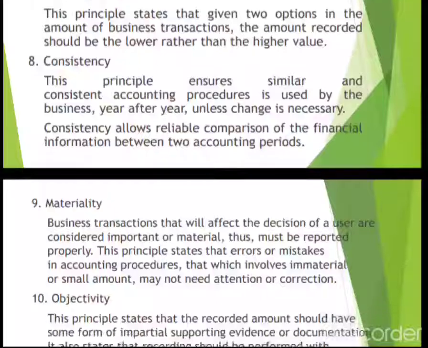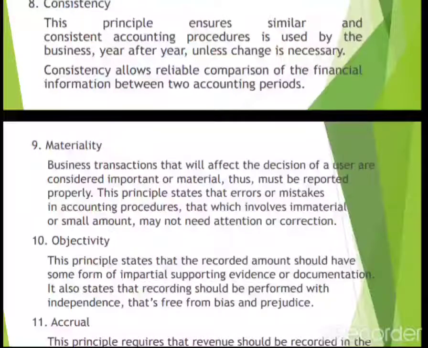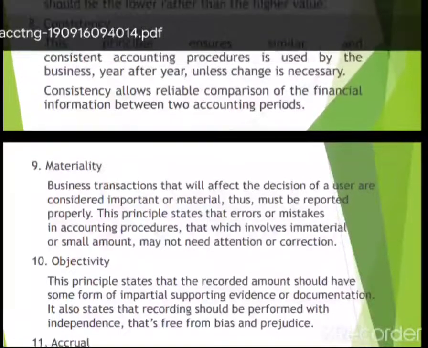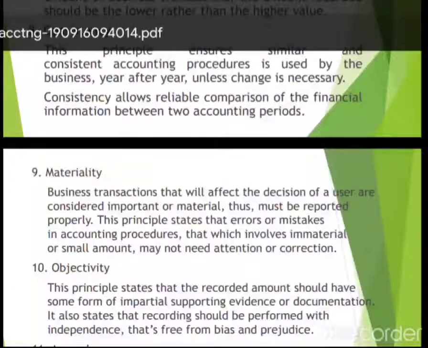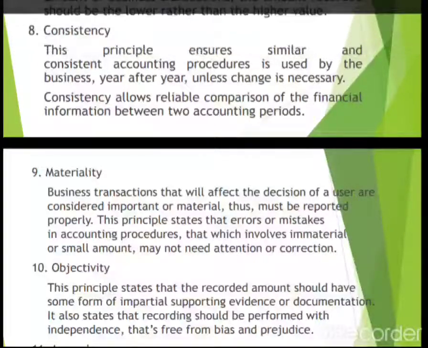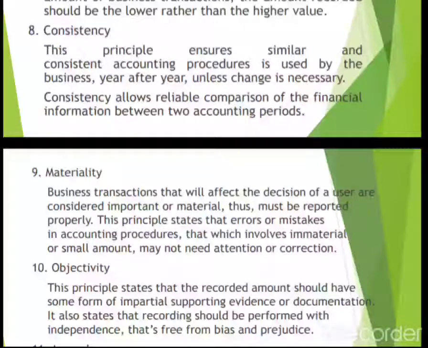Okay. And the final principle, the fourth principle, is objectivity. This principle states that the recorded amount should have some form of impartial supporting evidence or documentation. It also states that recording should be performed with independence, free from bias and prejudice. So when we are recording certain transactions, it should be free from bias and prejudice, and it should be independent. Recording should be done on a true basis. Okay, and there should be certain supporting evidence or documentation.